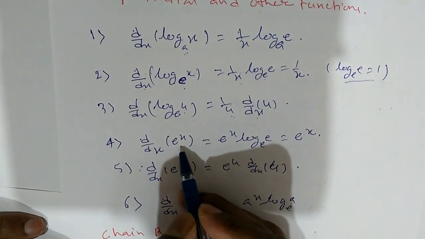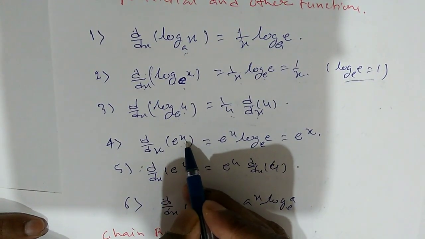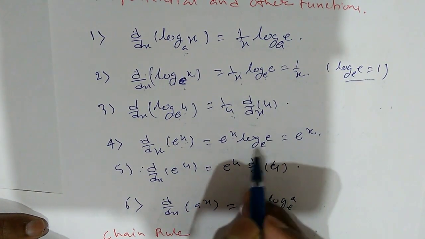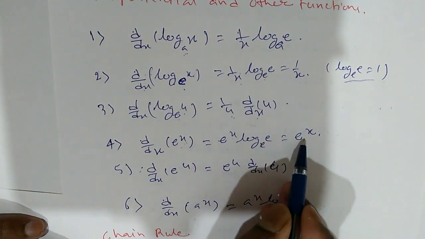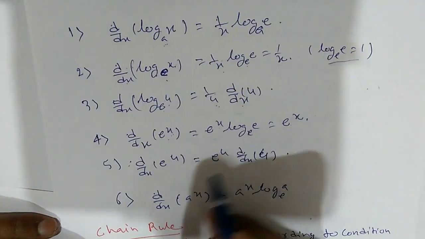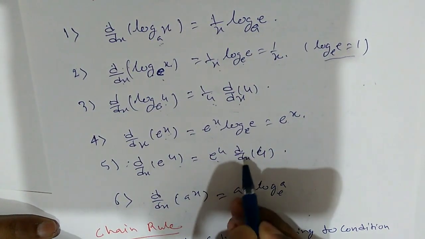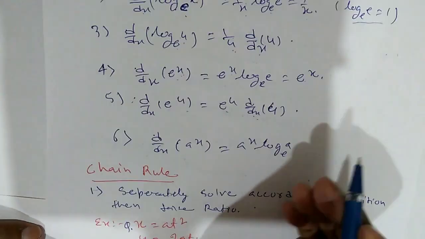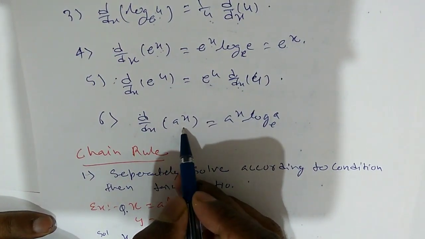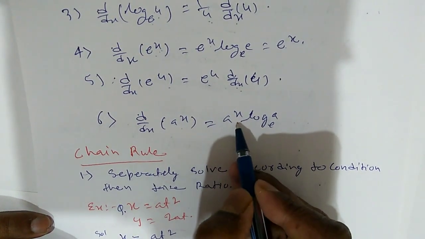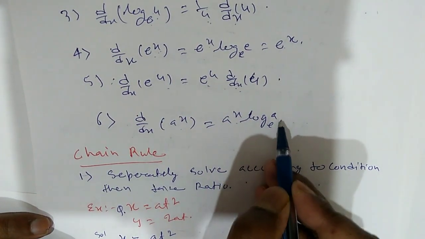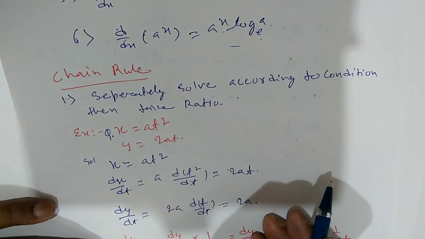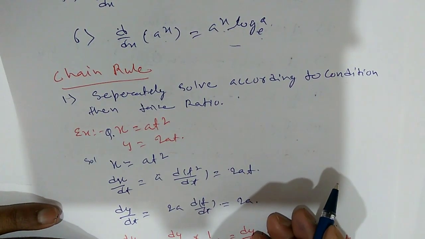In case of exponential power, it means e raised to the power x, then we write e to the x times log e, which cancels out, it means 1, so e raised to the power x. Similarly, in case of e to the u, e to the u times du upon dx. Next one, a raised to the power x, then a raised to the power x times log a base e. And the last one is the chain rule.